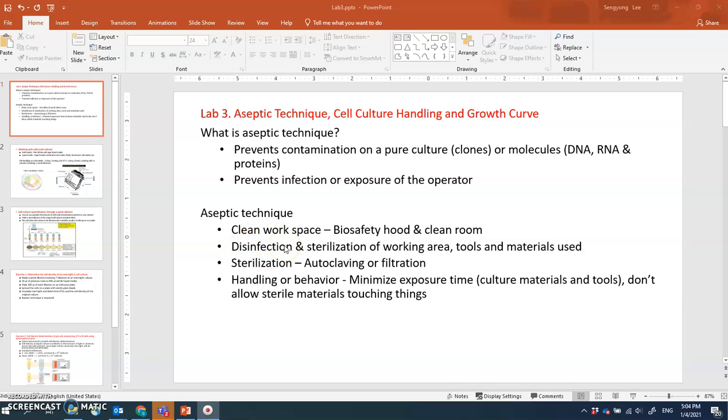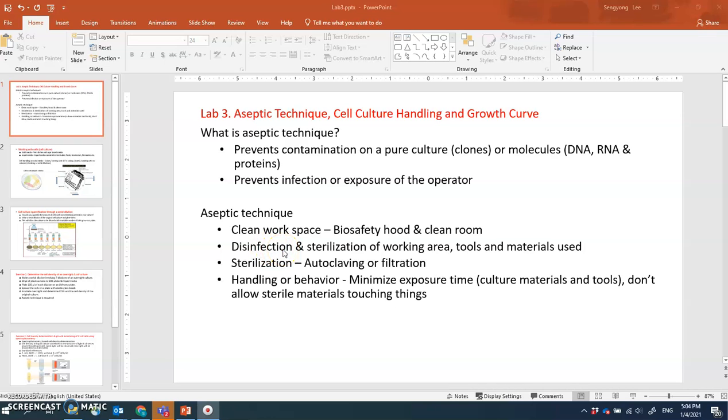Disinfection means what? It's cleaning up using disinfectants, the chemicals that can kill microbials or living contaminants that can infect your materials. So the working area, or even if you're using tools or materials, those should be sterilized. Those are important practices. And then sterilization, if you're dealing with pure solutions, like growth medium, those should be sterilized. So understand the difference between disinfection and sterilization.